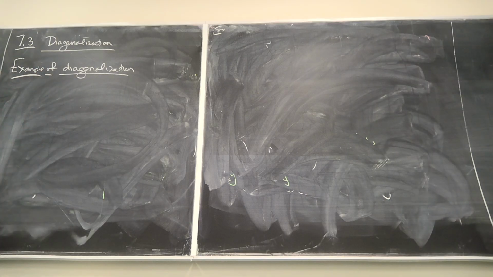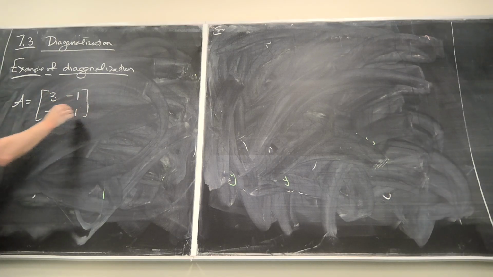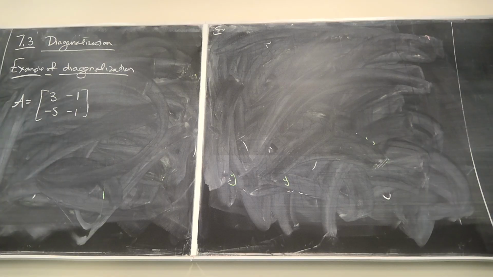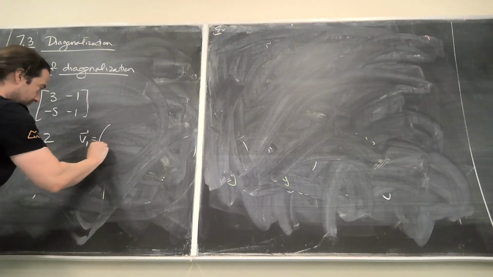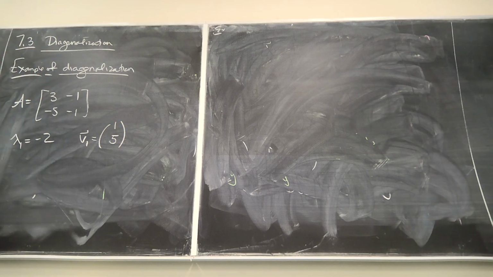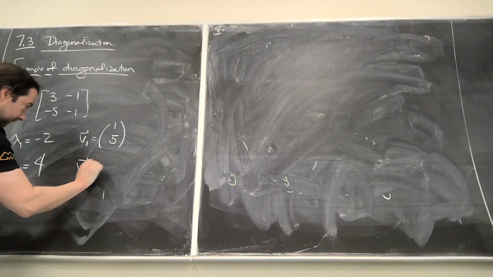I want to show you what's happening before I formally define it. If we have the matrix A is equal to 3, minus 1, minus 5, minus 1, we did that example last time, and I started telling you about the eigenvalues and eigenvectors of this thing. If you calculate the eigenvalues, you're going to get an eigenvalue lambda 1 is equal to minus 2, and it had an eigenvector v1, which we found to be of the form 1, 5. Lambda 2 was an eigenvalue of 4. Its particular eigenvector was minus 1, 1.